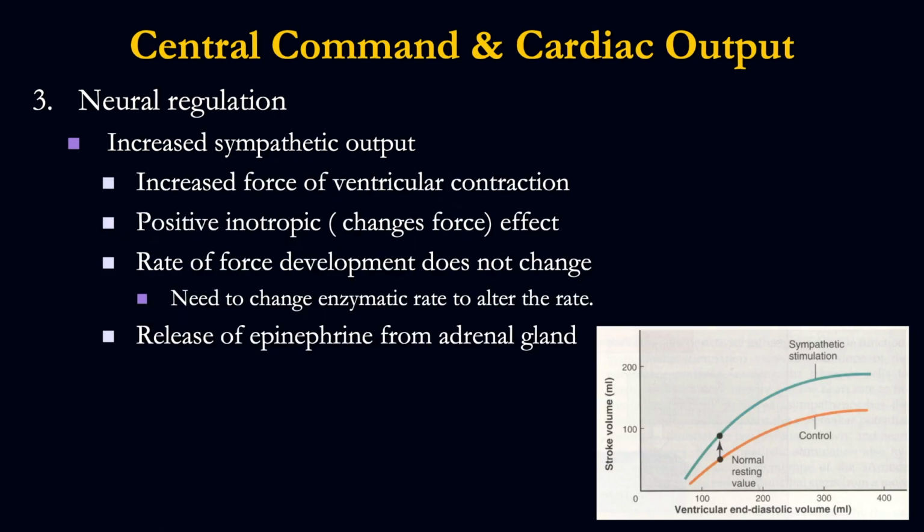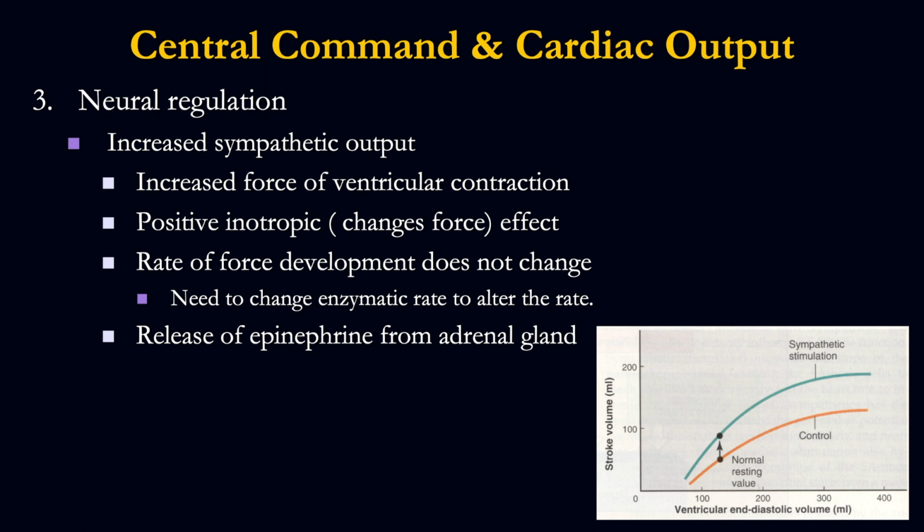Increased sympathetic output also increases the force of the ventricular contraction. This is a positive inotropic effect. In other words, we change the force that's produced. Now, it's important to note here that this doesn't change the rate of force development. So the speed at which we can develop force doesn't change. In order to do that, you have to change the enzyme availability and change the enzymatic rate in order to change the rate of force development.